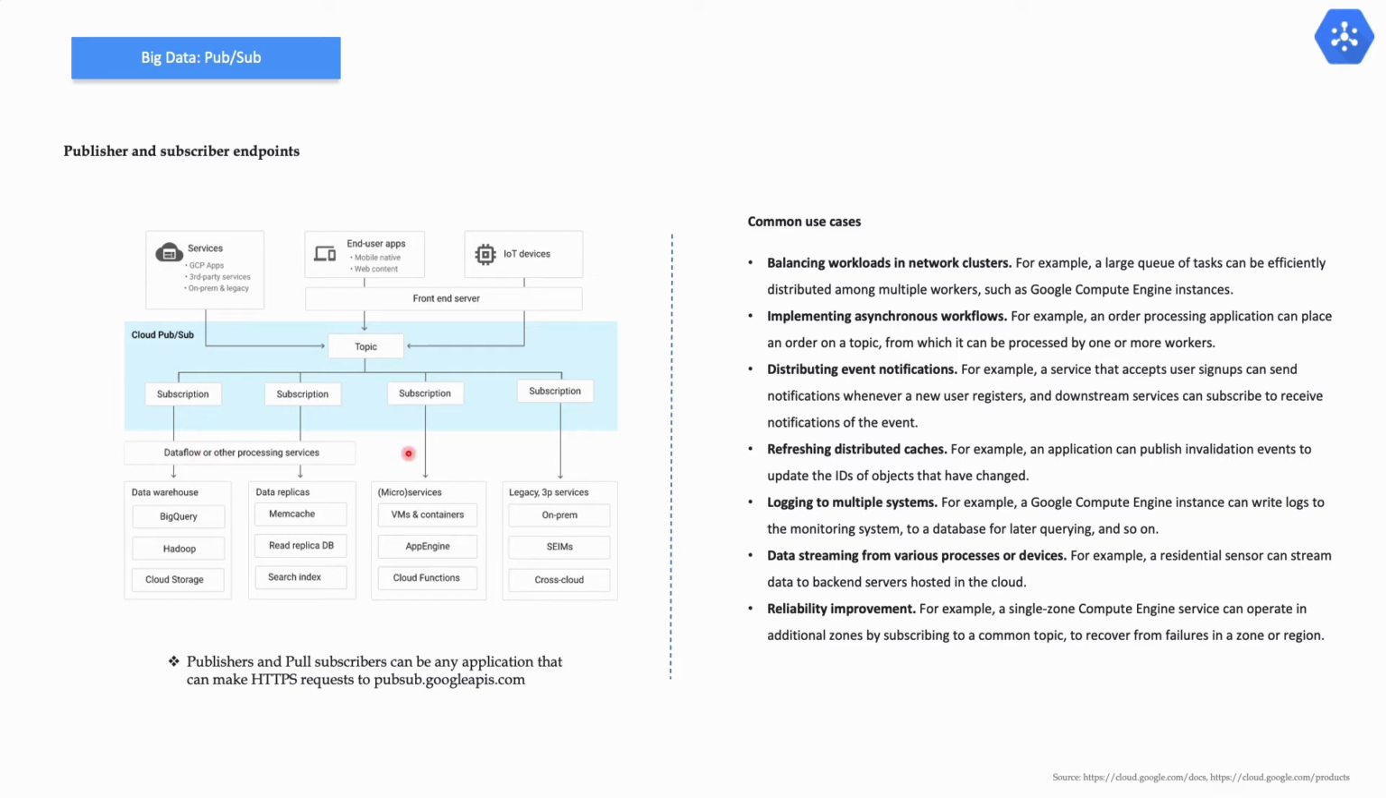Now the subscribers can receive that data in many different formats. One example is Dataflow or another processing service. There could be an engine running which will keep listening to the subscription. The moment a message arrives there, it takes the message and sends it downstream for processing. In this case, a data warehouse, BigQuery, Hadoop, cloud storage, or data replicas, Memcached, read replica databases, or search index.